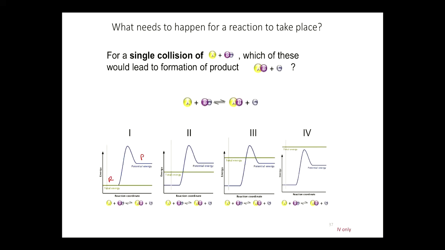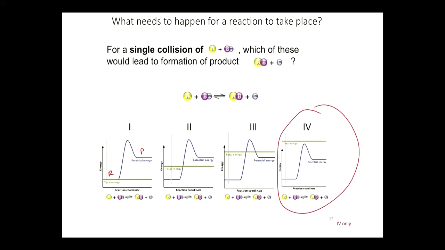So only one of these scenarios for a single collision, a reaction will actually happen. And that's this last one. Because for a single collision, we need to be able to clear that activation energy hill. Versus the other three, when we smash together these particles, there's not enough energy for that collision to lead to an actual chemical reaction.